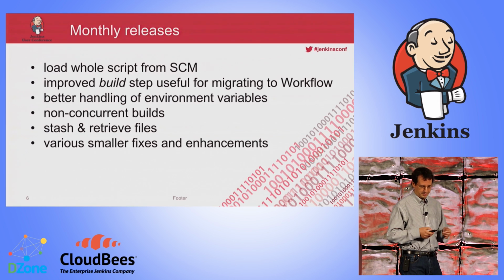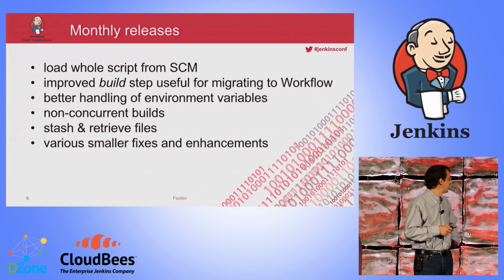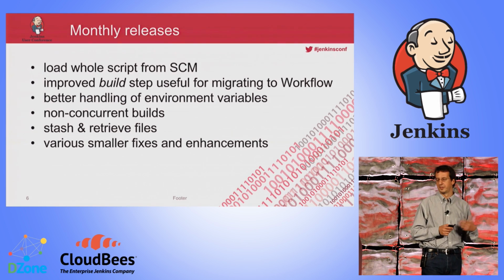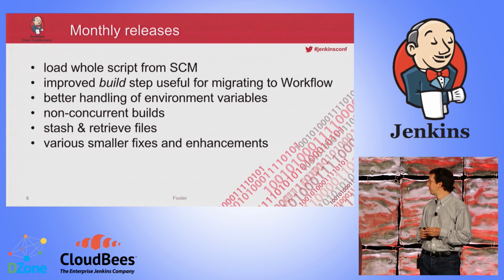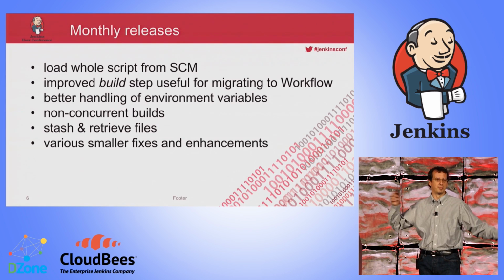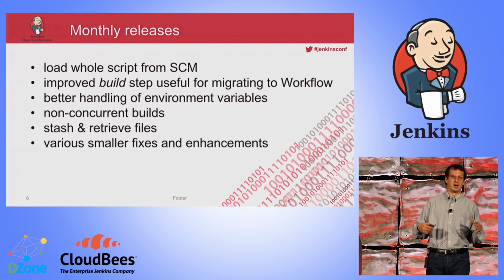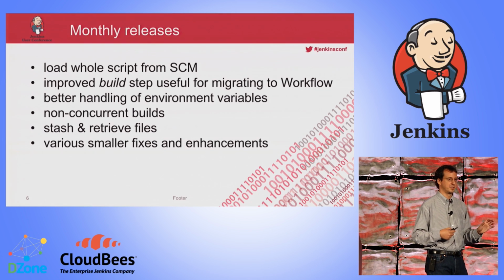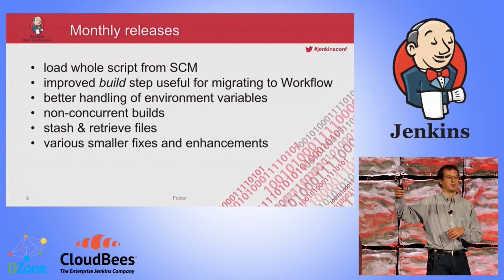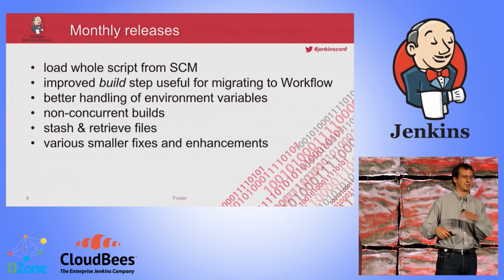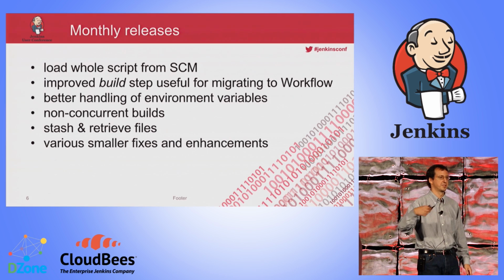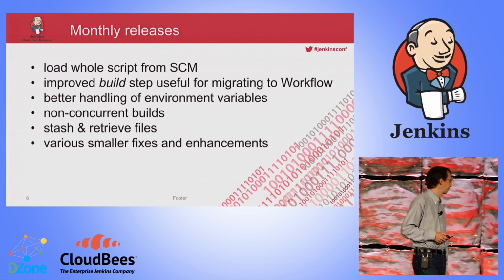That one thing that came in recently, this second to last one, stash and retrieve files, is just a minor improvement, but I think it makes it more usable if you want to do builds that cross a number of different slaves. There's now an easy-to-use step that just lets you say, okay, take this build product they've created on one slave and just pop it over to another slave to do further processing. I want to send that as input to some functional tests, whatever you need.